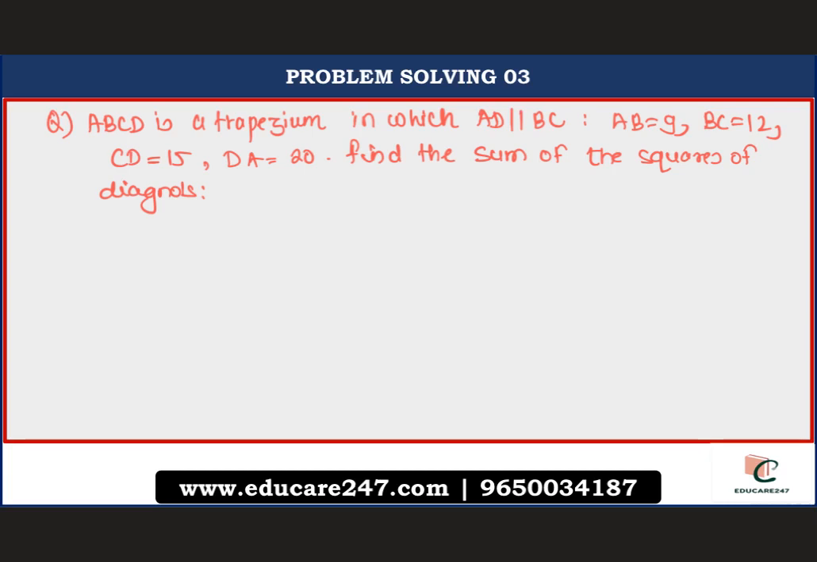ABCD is a trapezium in which AD is parallel to BC. AB is equal to 9, BC is equal to 12, and CD is equal to 15, while DA is equal to 20. Find the sum of the squares of the diagonals. So now you will be able to connect the formula that I had given you for the sum of the squares of diagonals. So let's suppose this is the trapezium ABCD, and these will be the diagonals.